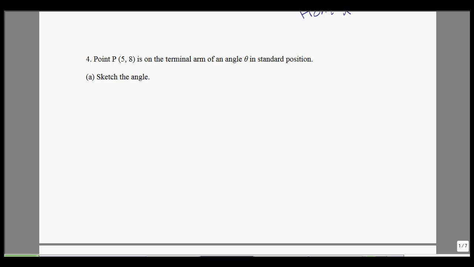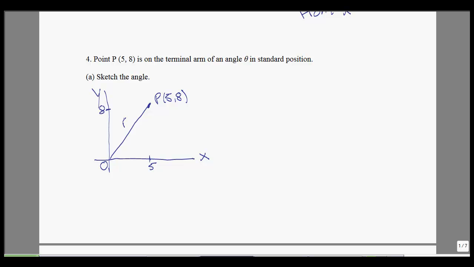Point P(5, 8) is on the terminal arm of an angle theta in standard position. Sketch the angle. So, for standard position, we're here in quadrant 1 with our x and our y-axes and our origin. So we have a point P(5, 8), which is going to be 5 from our origin and 8 up from the origin. So we're going to have a point P right about there. Let's label it 5, 8. And we'll make our terminal arm from our origin to our terminal point P.